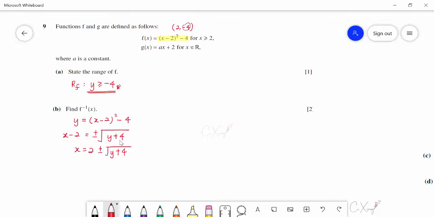So which is the correct function for our inverse function here? To choose the correct function, we should look at the domain of the original function. The domain of the original function is x ≥ 2. Therefore, to get x ≥ 2, we need the function where it is 2 plus something. By using this way, we can decide that the f inverse should be 2 plus the square root of x plus 4.